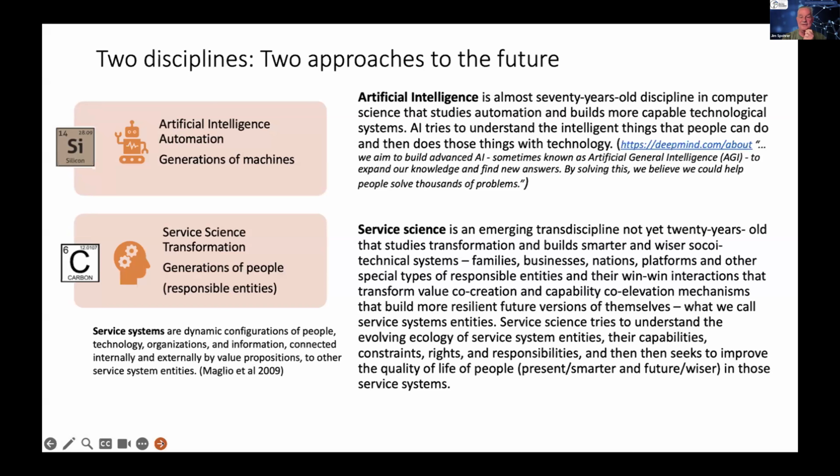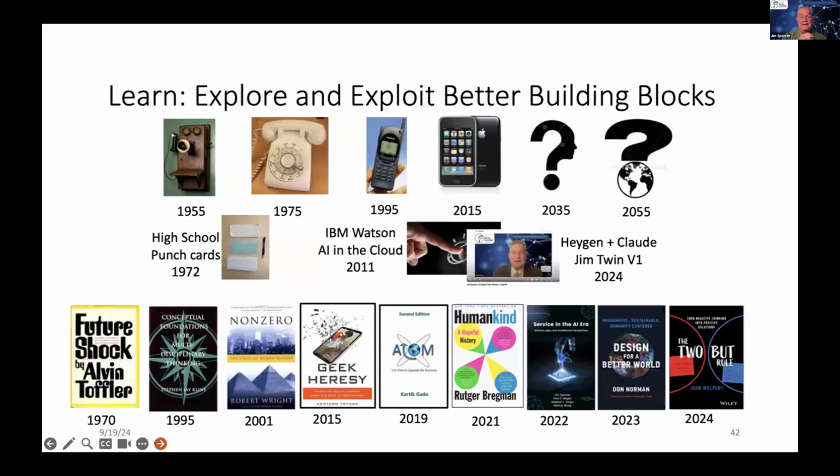I won't go into service science, but that's one of the things I've worked on quite a bit, in addition to artificial intelligence. But I'd just say that artificial intelligence is primarily about automation and generation of smart machines, but the service science work I did for IBM was more about how we transform as individuals and as organizations. So it's about generations of people that are more capable. And this was the phone that was on the wall in the farmhouse in Maine where I was born. Yes, it was made of wood. It was called a party line.